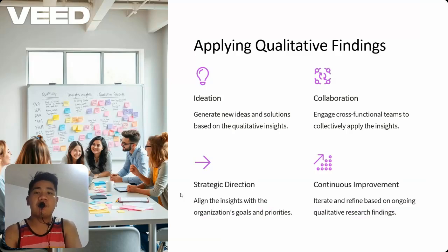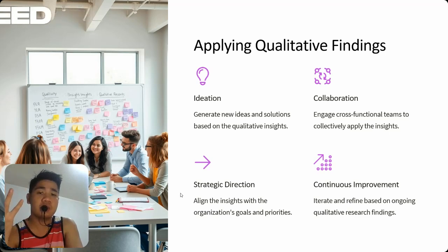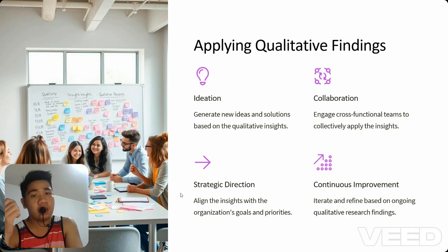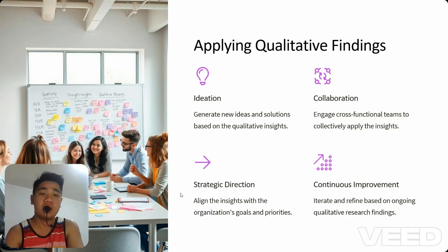Okay? Applying qualitative findings, we have ideation, collaboration, strategic direction, and continuous improvement. We need to generate new ideas and solutions based on the qualitative insights, engage cross-functional teams to collectively apply the insights, align the insights with the organization's goals and priorities, and for continuous improvement, iterate and refine based on ongoing qualitative research findings. So this is the application of our qualitative findings.